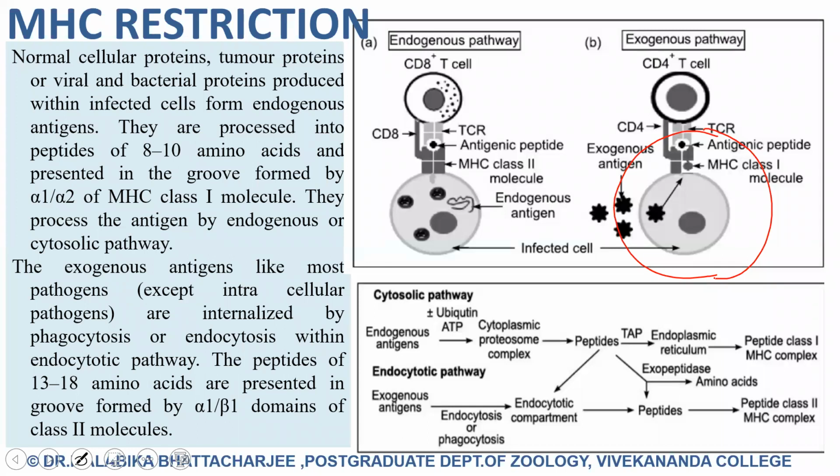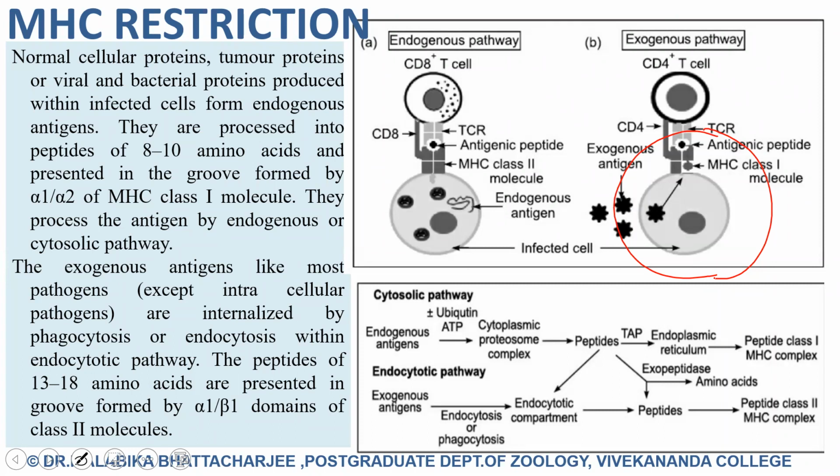In the endogenous pathway or the intracellular pathway or the cytosolic pathway, the self-aberrant antigens or antigens obtained from virus are presented to T cytotoxic cells. So these are the two basic differences between the MHC class 1 presentation and MHC class 2 presentation. Class 1 always presents to T cytotoxic cell. Class 2 always presents to helper T cells, CD4 positive cells.